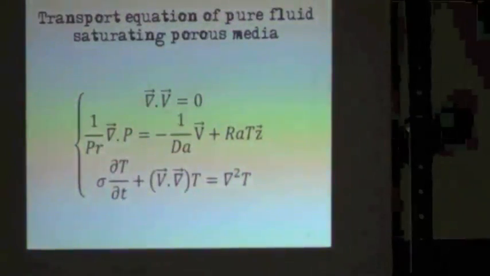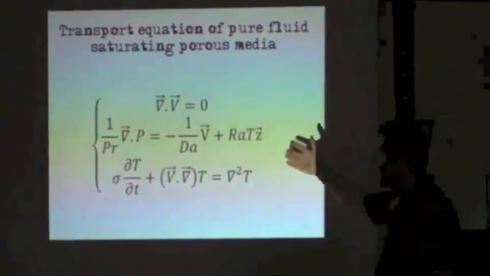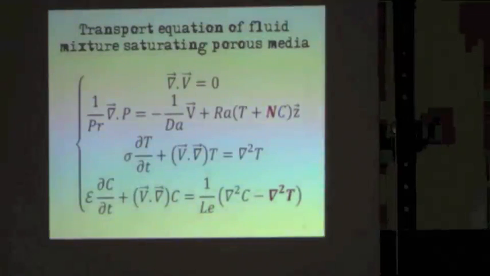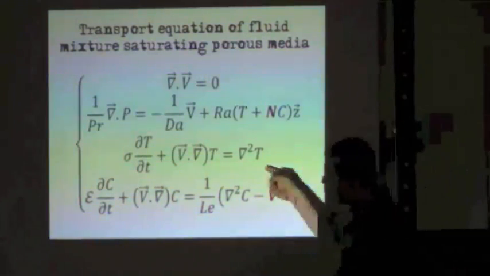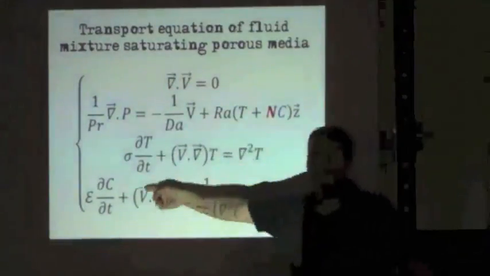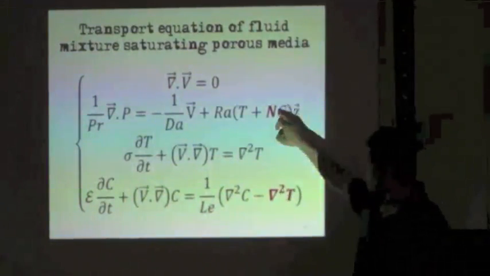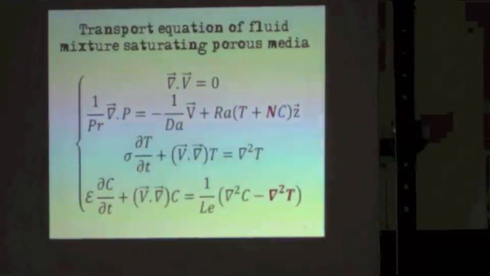Let's write the equations. The equations of motion of one liquid in porous media are the Navier-Stokes equation. This problem is very simple. But in reality, there is more than one component. We have two or several components. So we have to add an equation, the concentration equation. And we have two new source terms, and the Laplacian of T.